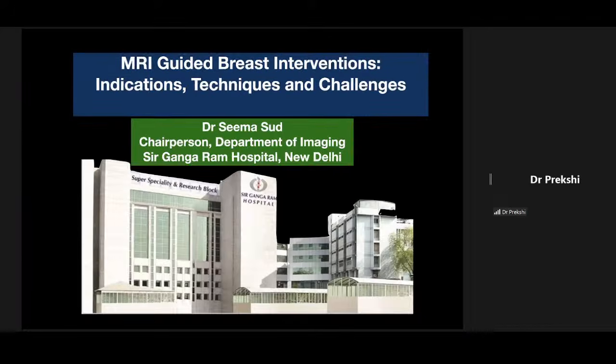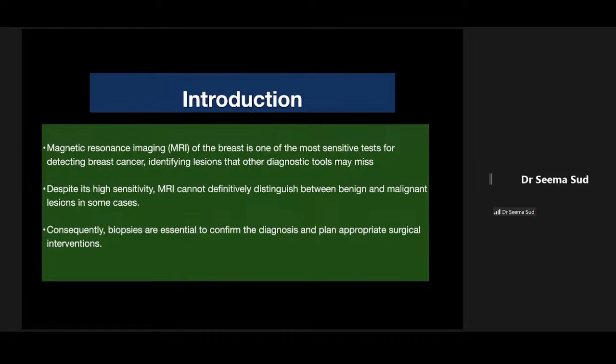Okay. So I'm going to be talking on MR-guided breast interventions, the indications, techniques, and challenges. So we all know that MRI of the breast is one of the most sensitive tests for detecting breast cancer, and it identifies lesions that other diagnostic tools may miss. But despite its high sensitivity, it's not very specific, and sometimes we do have a problem differentiating benign from malignant masses, and consequently, of course, biopsies are essential to confirm the diagnosis.